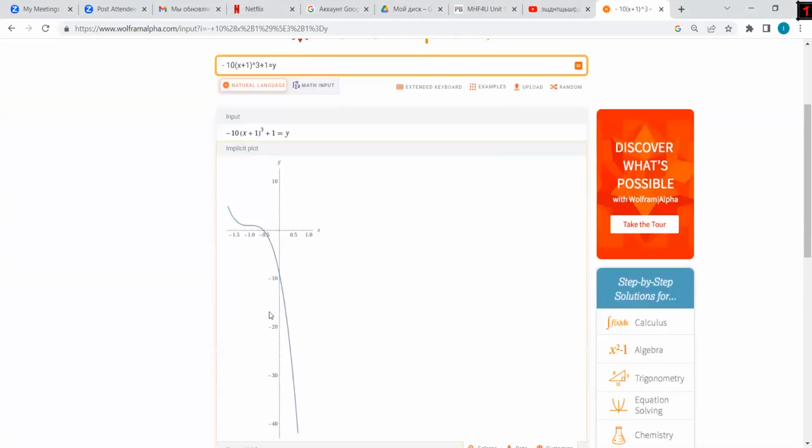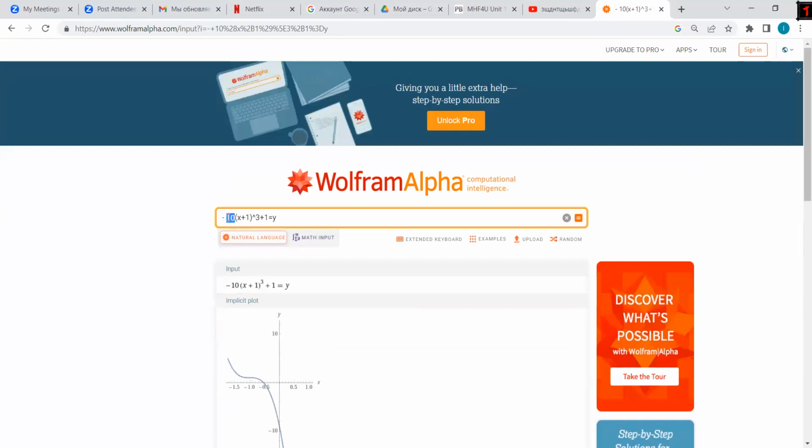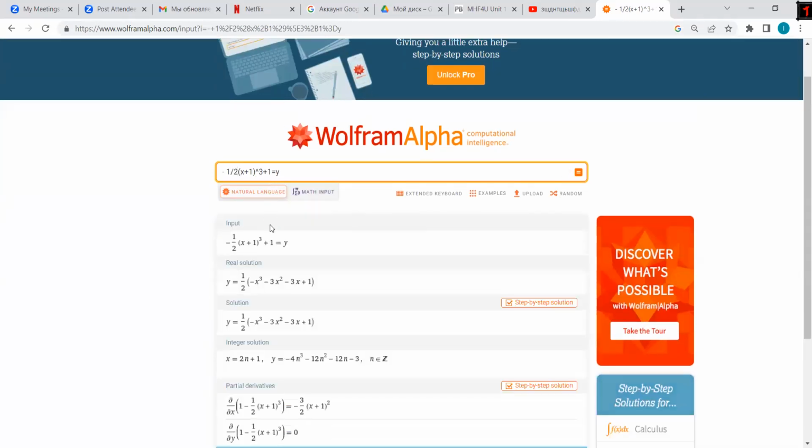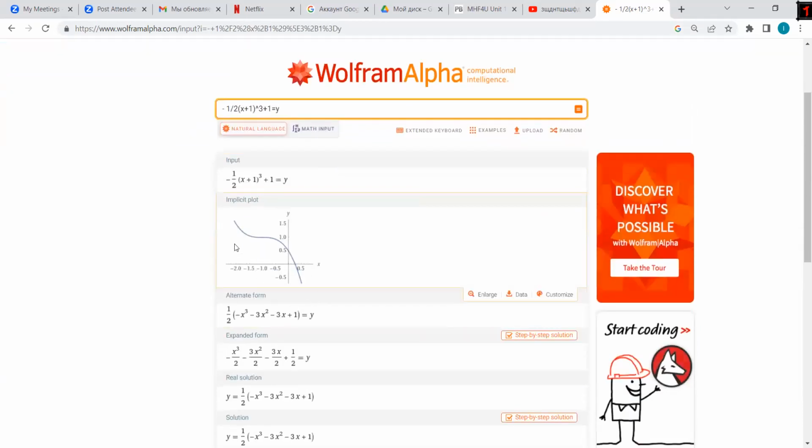But take a look at what happens if we take this coefficient as a fraction. For example, 1 divided by 2. Our graph becomes even more clumsy. It becomes even more stretched in the x-axis. So when coefficient K is a fraction, our graph stretches in the x-axis. And when the K is some whole integer or bigger than 1, our graph shrinks in the x-axis, becomes steeper.